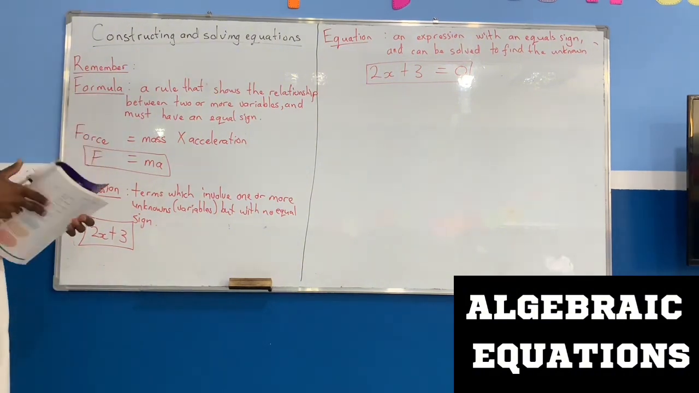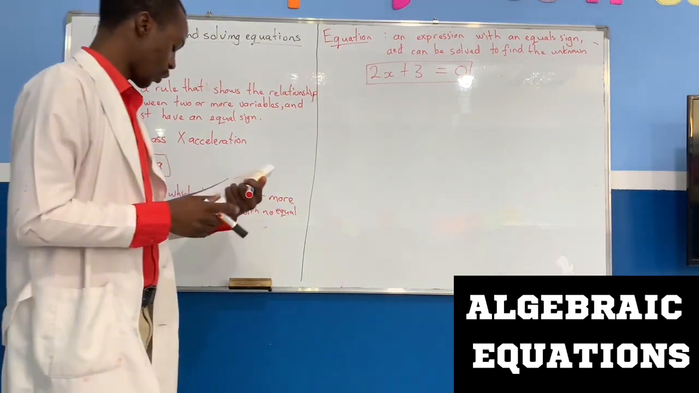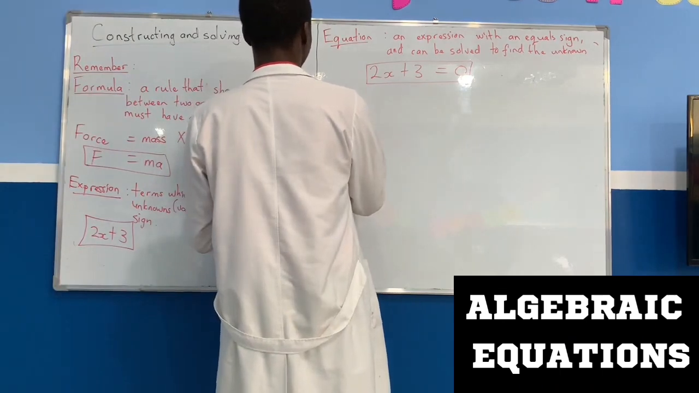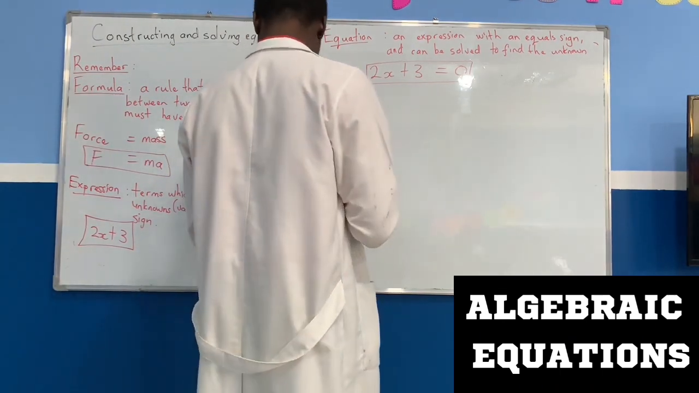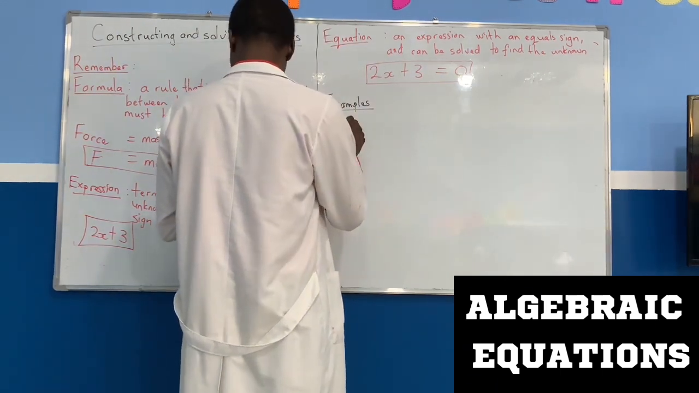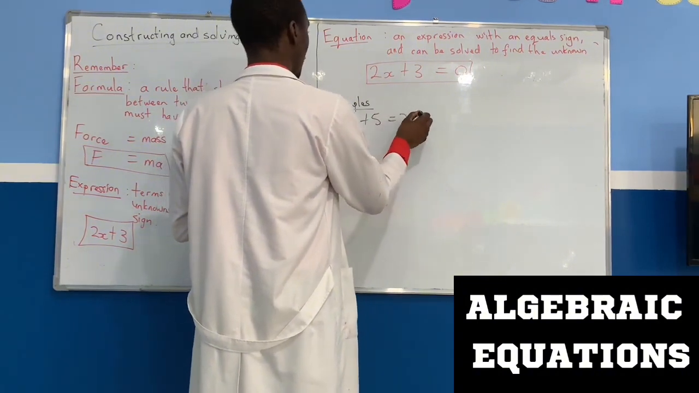Let's move on to try out a few examples. So here I'm going to write the equation which we will need to solve. We're going to try it out together. Alright, so as soon as I'm done writing, we'll work it out together.